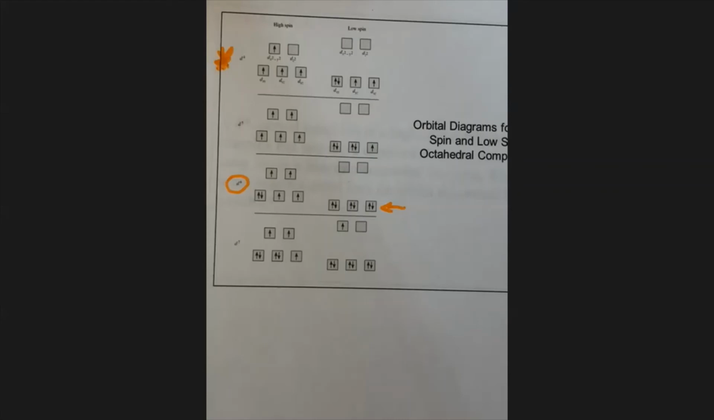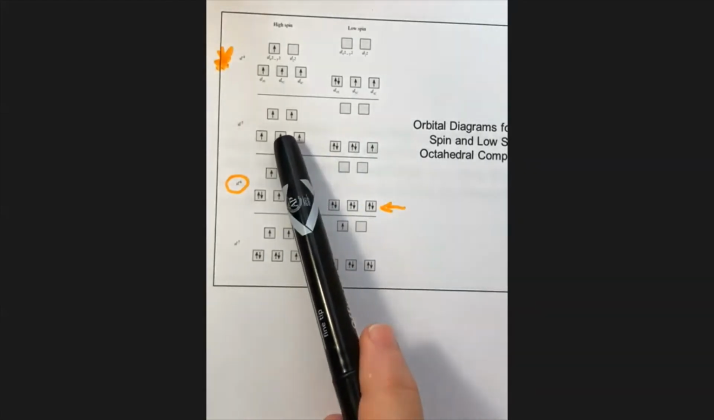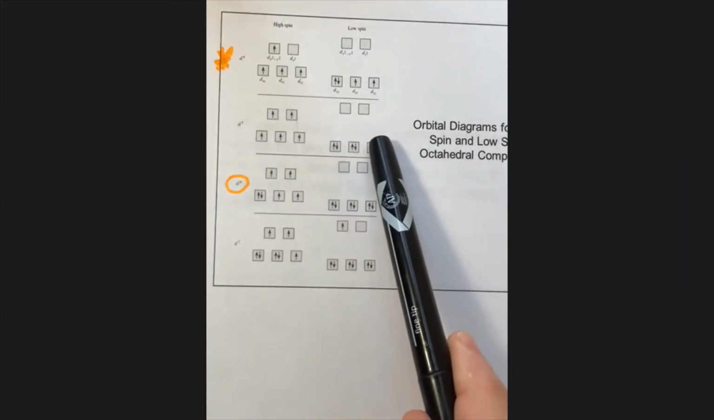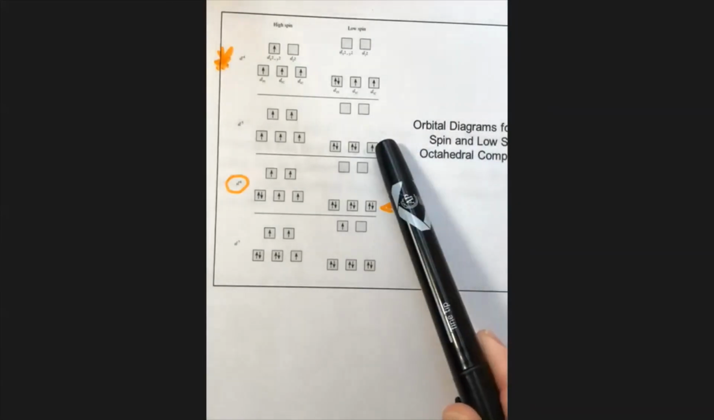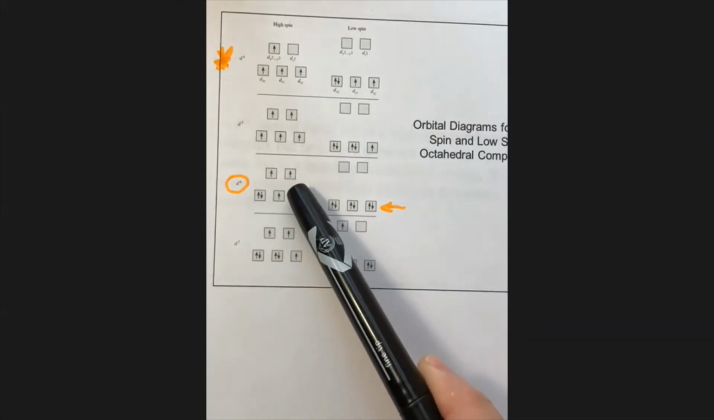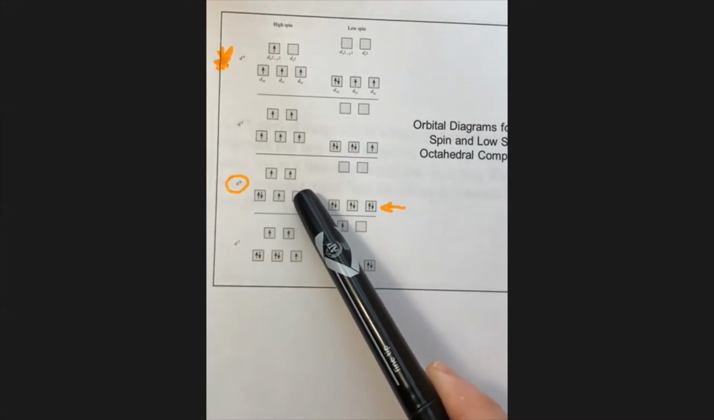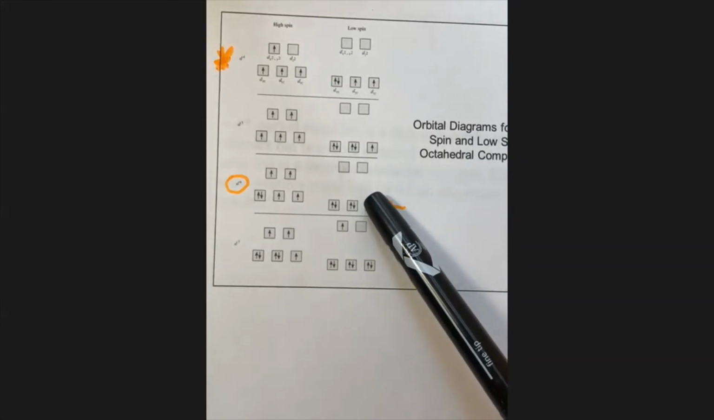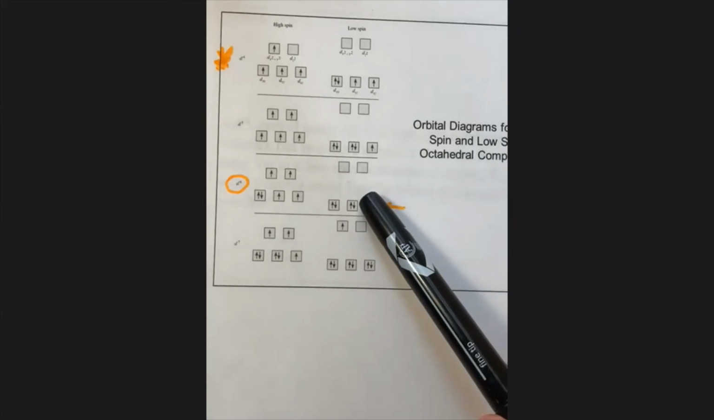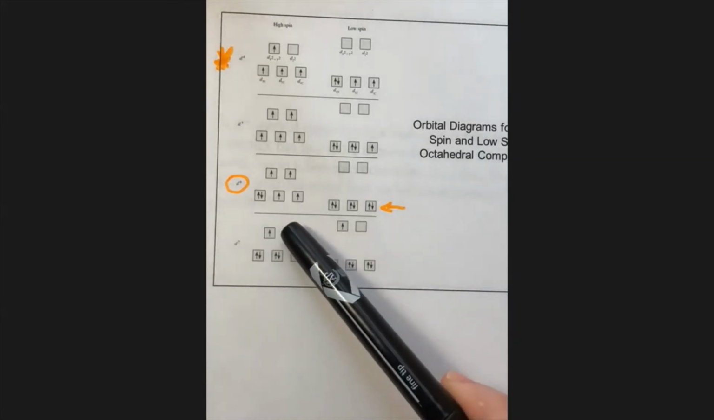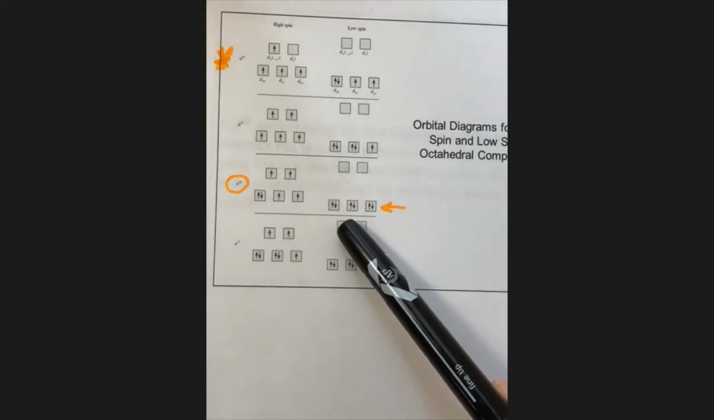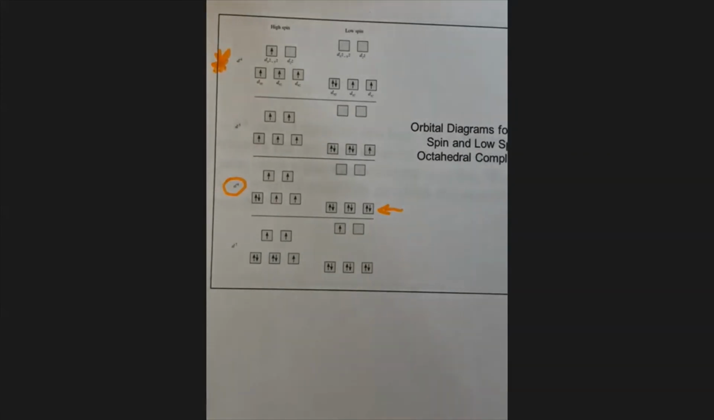How about the next one? In the high spin, it has 1, 2, 3, 4, 5. In the low spin, it has 1. So that's not a candidate. D6: 1, 2, 3, 4 unpaired spins in the high spin complex and none in the low spin complex. So that means that one doesn't work. 4 versus 0. D7 has 1, 2, 3 unpaired electrons in the high spin and 1 in the low spin. So that one also works.